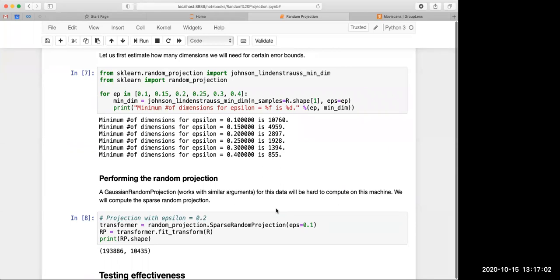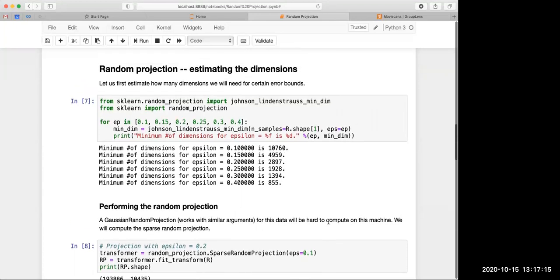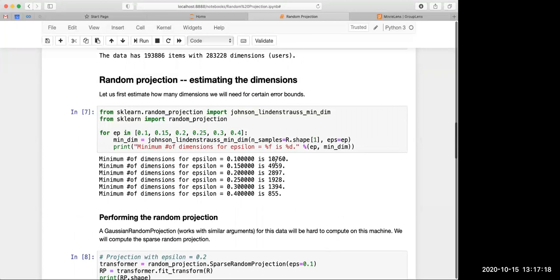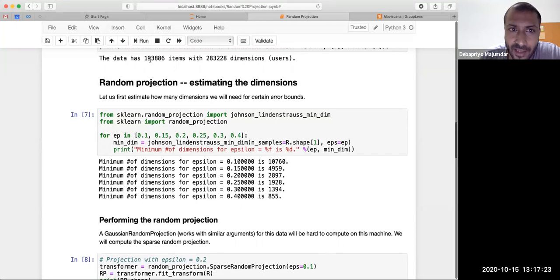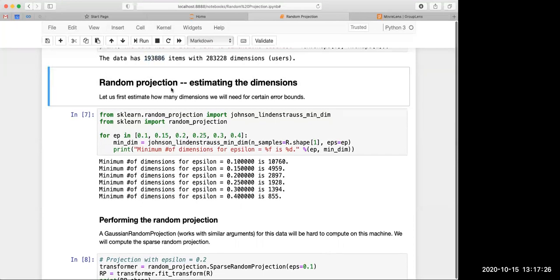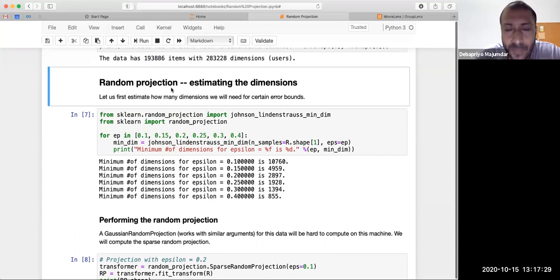Sir, I just wanted to confirm with those graphs. If we want an error of 0.1, then the minimum number of dimensions goes up to about 10,760? Yes, that is for these many items. If your number of items increases, this will also increase, but not so much. As we saw in the graph, we can increase the number of items to 1 million, then 10 million, and then even 1 billion, and you will still be able to use maybe 20,000 dimensions.